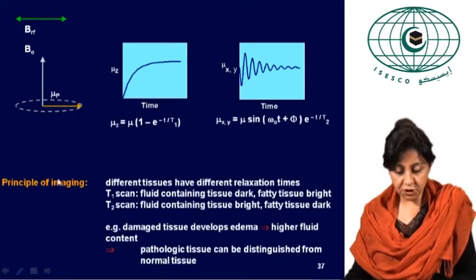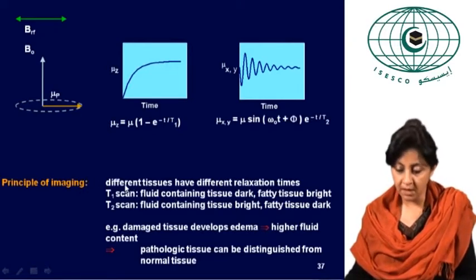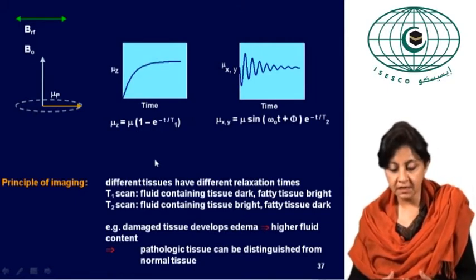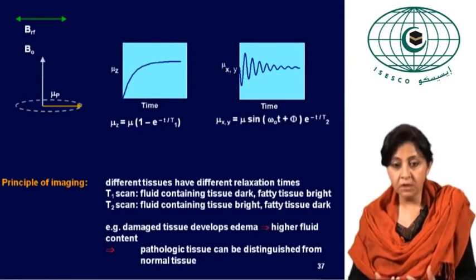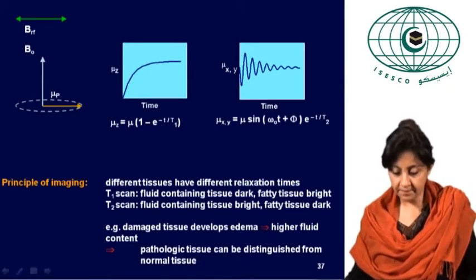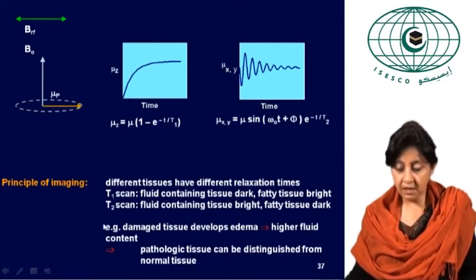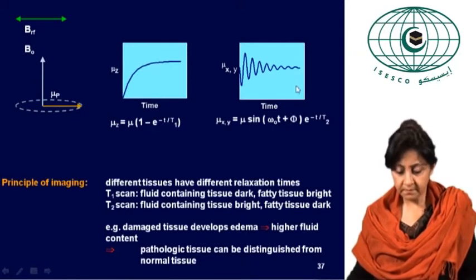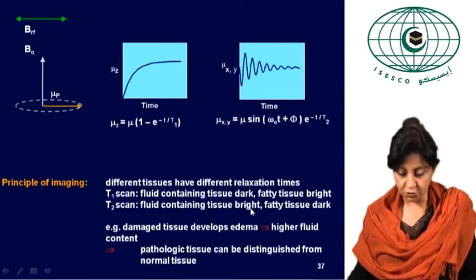So the principle of imaging is the following, that different tissues have different relaxation times. So the values of T1 and T2 are different for different tissues. For example, bone will have a different relaxation time. The hydrogen atoms in fluid, for example, fatty tissue, may have a different relaxation time. So if one does a T1 scan, fluid containing tissue appears dark and fatty tissue appears bright. On the other hand, in the T2 scan, that is if you're measuring this time constant, then fluid containing tissue appears bright, and the converse is true for fatty tissue.